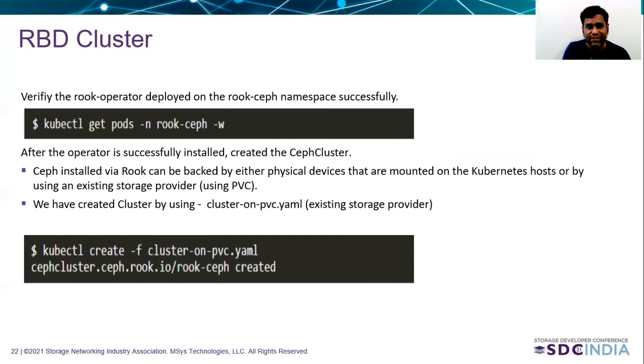We can verify that the Rook operator is deployed on the Rook Ceph namespace successfully. Once the operator is successfully installed, we create the Ceph cluster. Here, Ceph installed via Rook can be backed either by physical devices mounted on the Kubernetes nodes or by an existing storage provider using PVC. In our example, we have created the cluster using the existing storage provider.